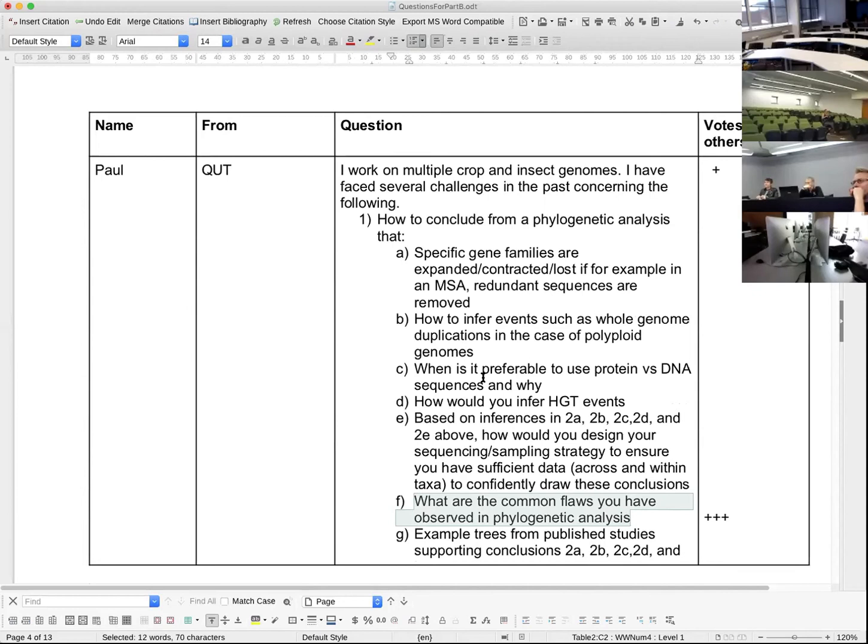Okay, so this is a question about multiple crop and insect genomes. So yes, I understand you're facing several challenges, particularly with crops and with insects. And so the following questions are: how can one conclude from a phylogenetic analysis that specific gene families have been expanded or contracted, reduced or lost? If, for example, in an MSA, that would be multiple sequence alignment, redundant sequences are removed. Well, so that's that 1A question.